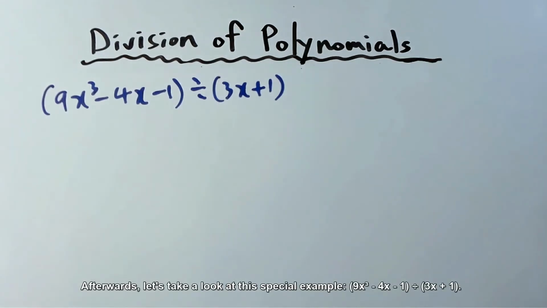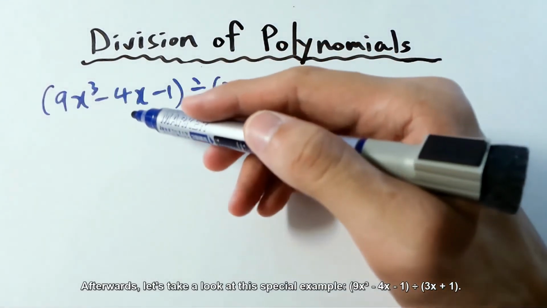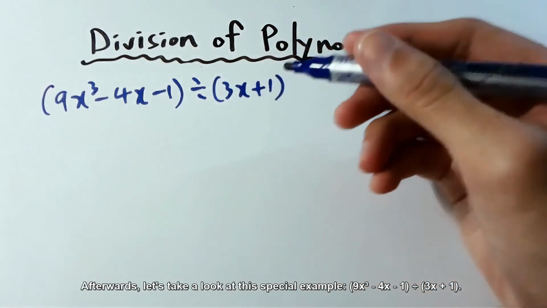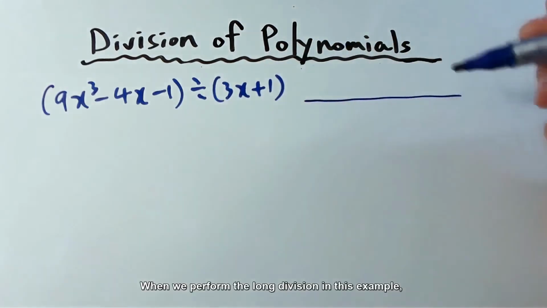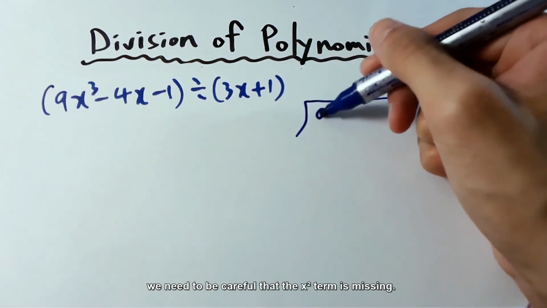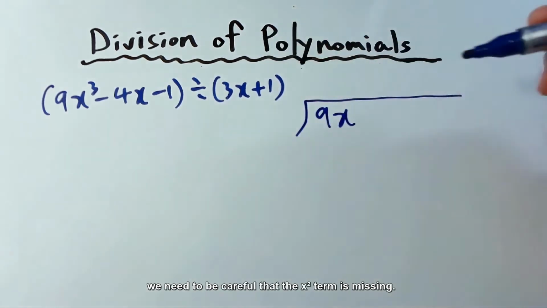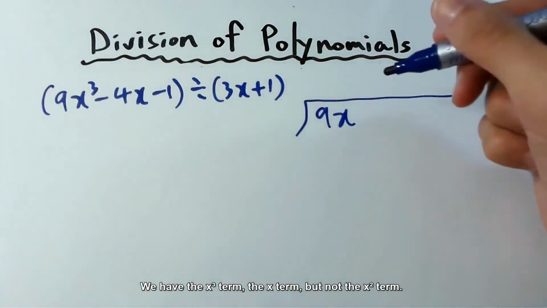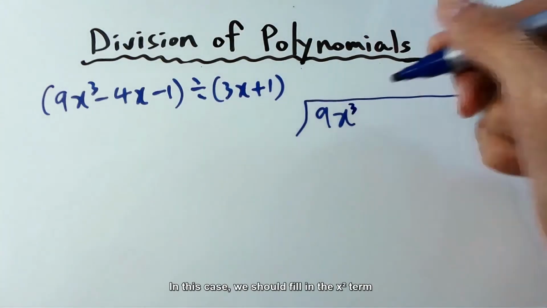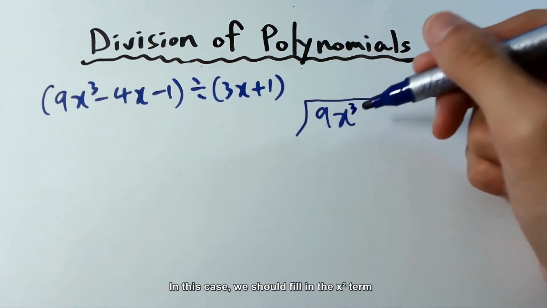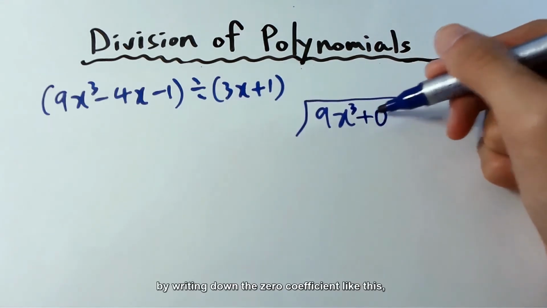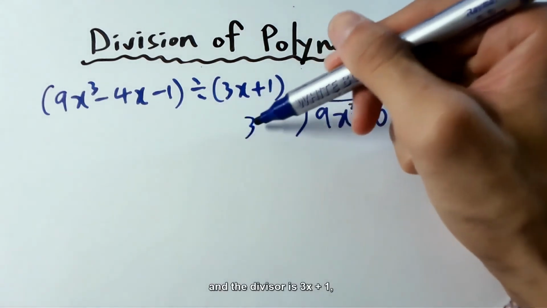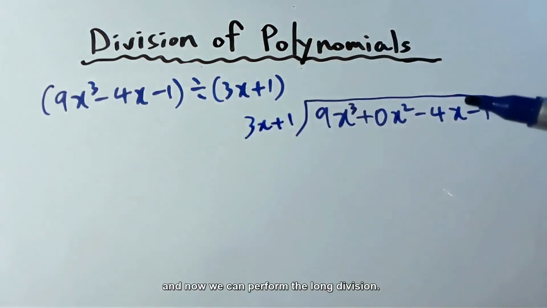Afterwards, let's take a look at this special example, 9x to the power 3 minus 4x minus 1 divided by 3x plus 1. When we perform the long division in this example, we need to be careful that the x squared term is missing. We have the x to the power 3 term, the x term, but not the x squared term. In this case, we should fill in the x squared term by writing down the zero coefficient, like this. And the divisor is 3x plus 1.